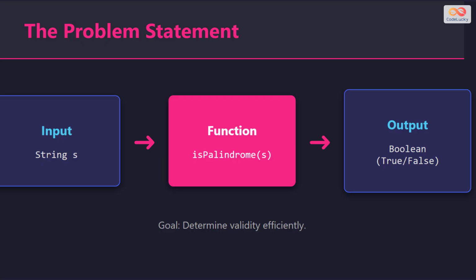Here is our objective. We are given an input string, and we need to write a function that returns true if the string is a palindrome and false otherwise. Our goal is to do this as efficiently as possible.